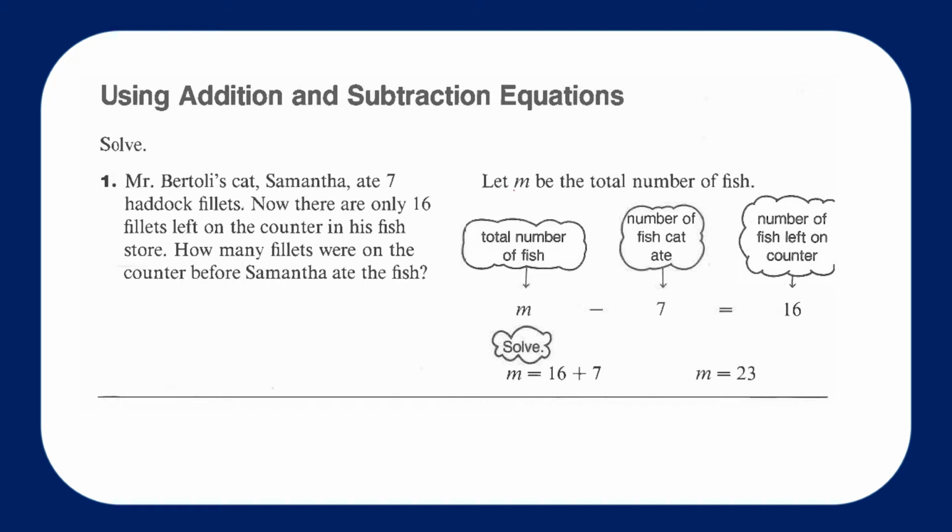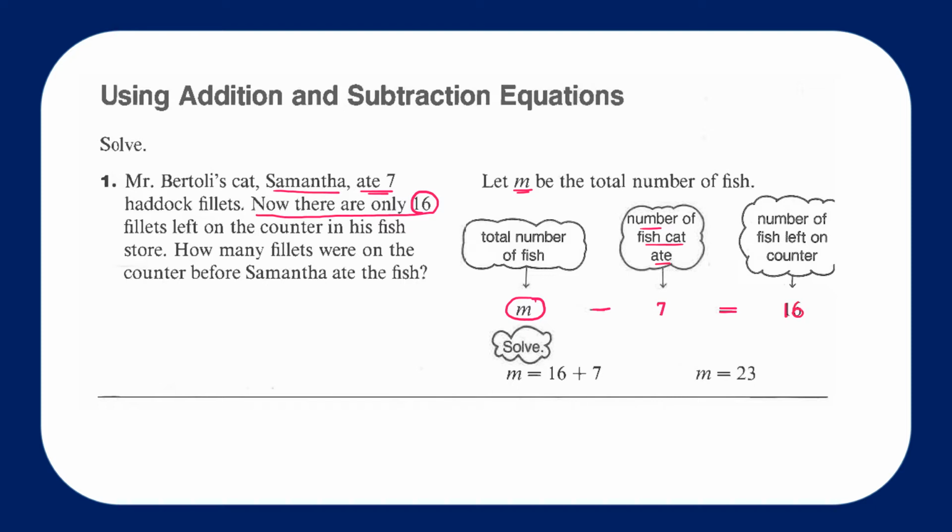Let M be the total number of fish. So the total number of fish equals M, and we're going to subtract the number of fish the cat ate, which we know that Samantha ate 7. So we're going to take away 7. And now there are only 16 left. So what's left equals 16. So this gives us our equation.